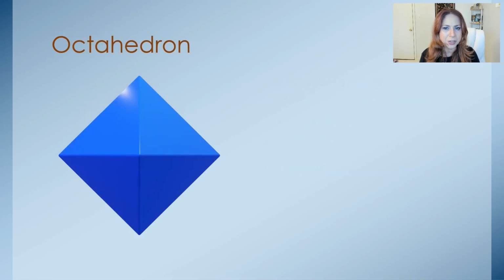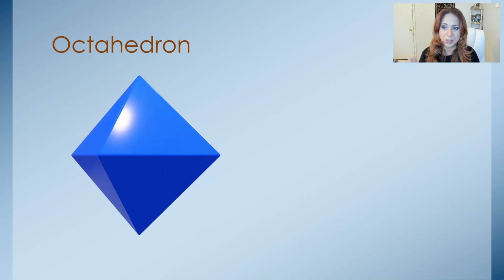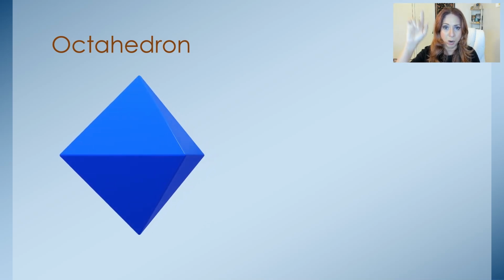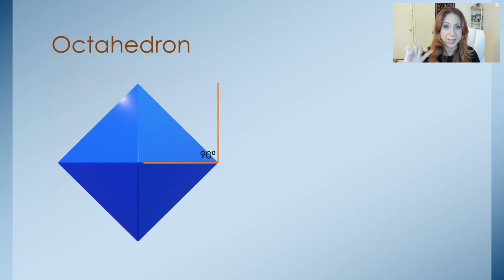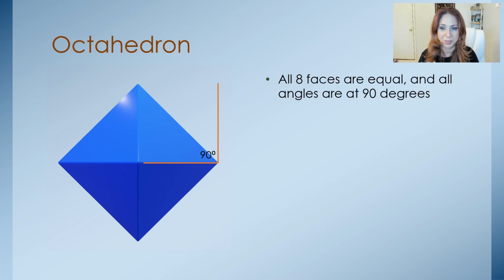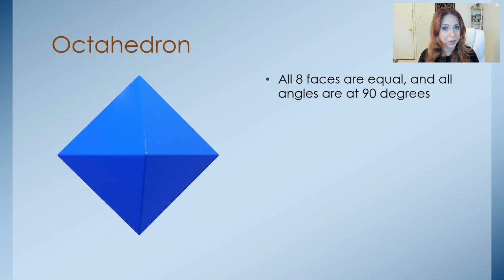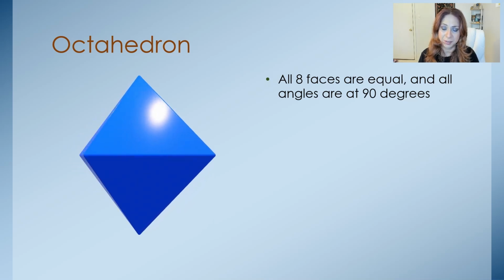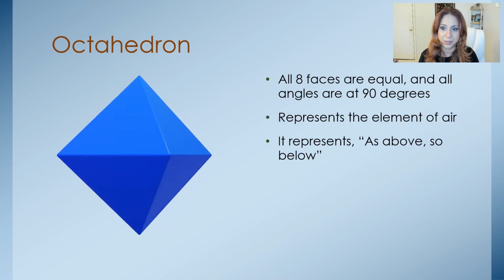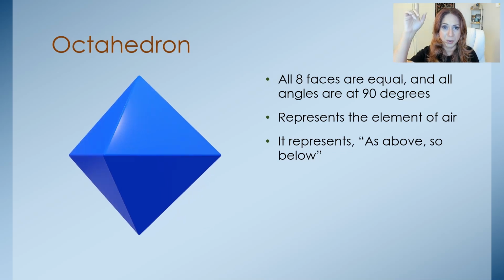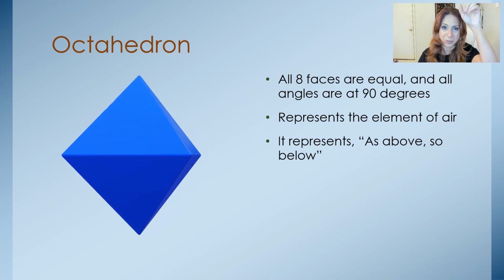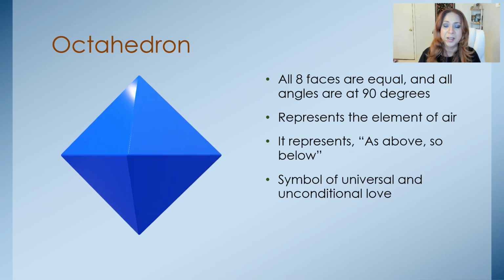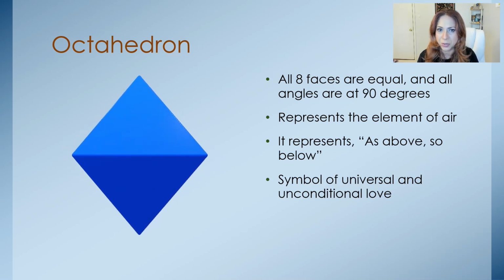Let's look at the next one, the octahedron. And in this you start seeing, but this looks like the 4-sided pyramid with the square base. Yes, it does. The center of the figure is a square. And if you take one of those points and go up to measure the height, that is a 90-degree angle. So these 8 faces are equal and the angles are at 90 degrees. It represents air. It also represents as above, so below. Look at how it's pointing. It's a symbol of universal and unconditional love.